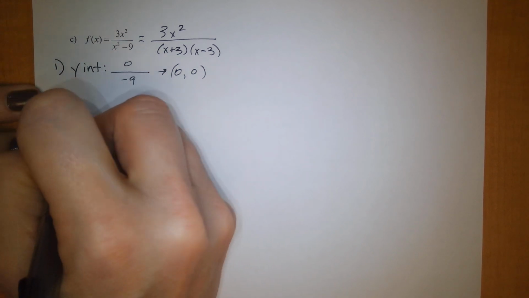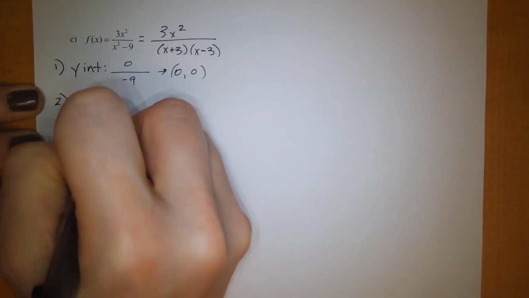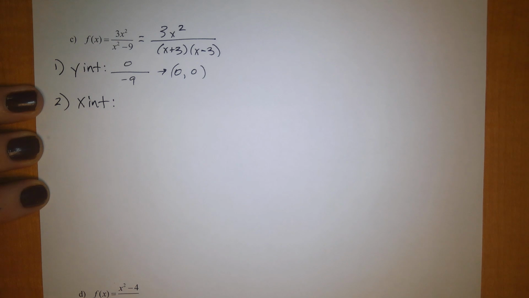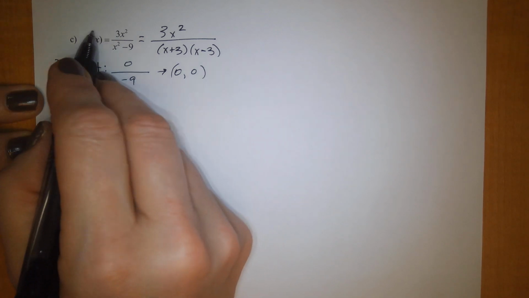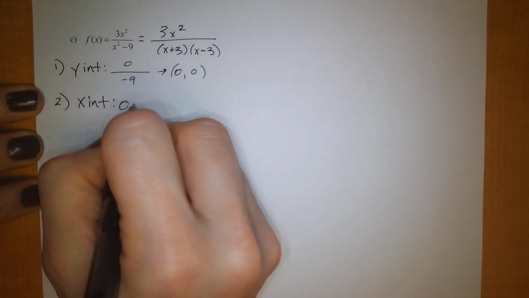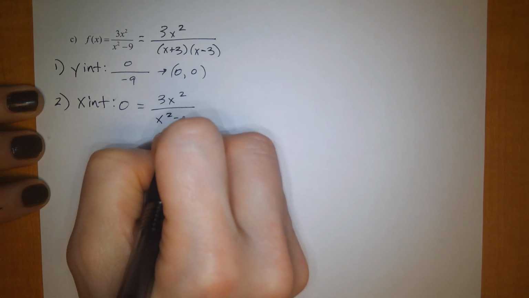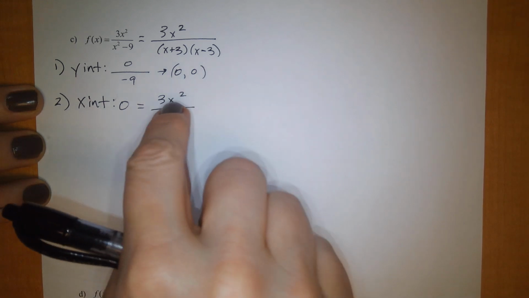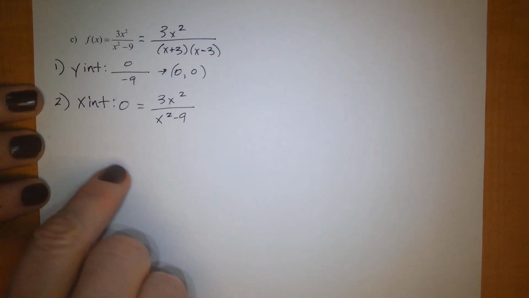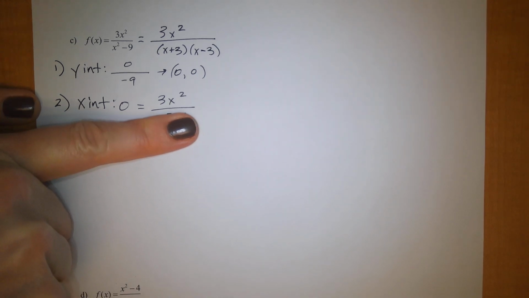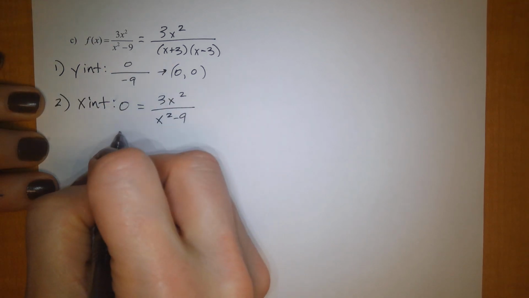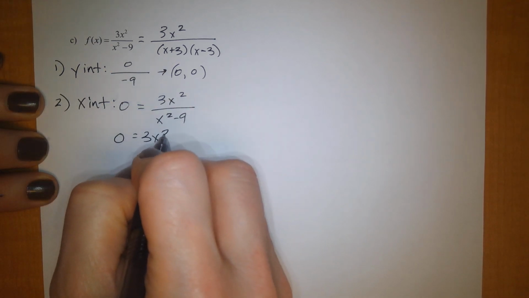In step 2, we find the x-intercepts. To find the x-intercepts, we set y equal to 0. So we set this whole thing equal to 0, and we solve this for x. Well, recall, in order for a fraction to be equal to 0, all you need to know is that the numerator is 0. So we're going to set just the numerator equal to 0.